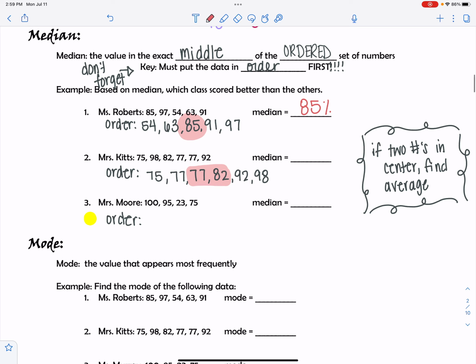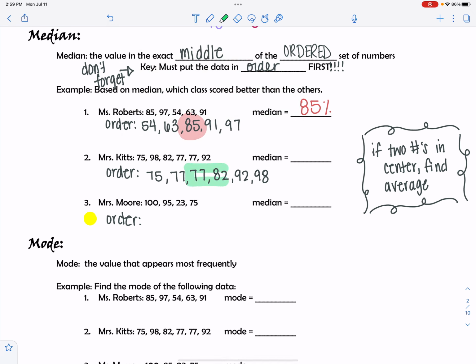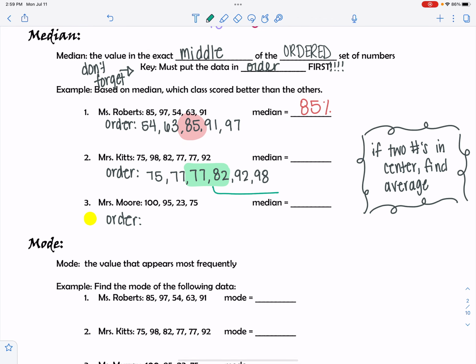And so what I'm going to do is off to the side, I'm going to add those two and divide by 2. And so I'll have 77 plus 82 divided by 2. Make sure you do that numerator first, and you get 79.5. That will be the median for Miss Kitts' class.